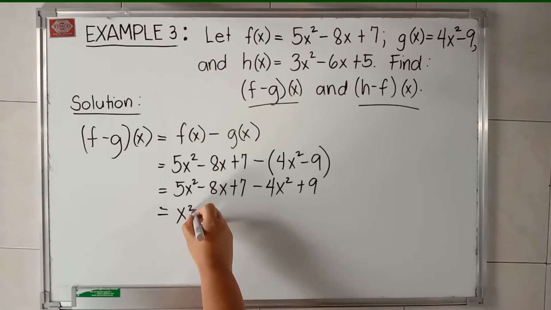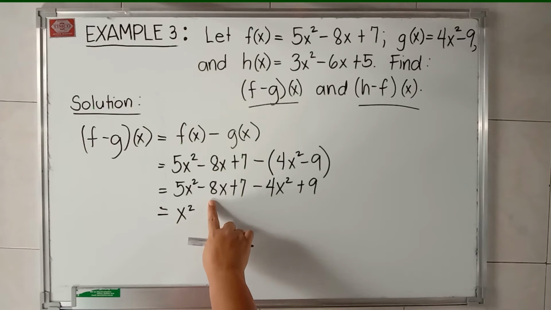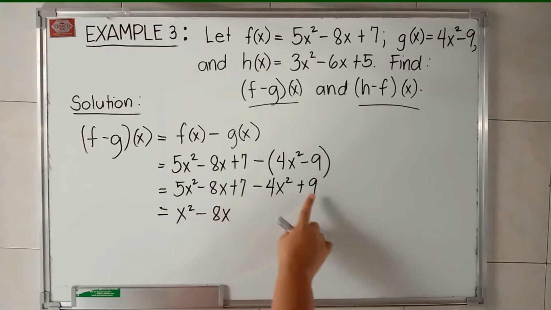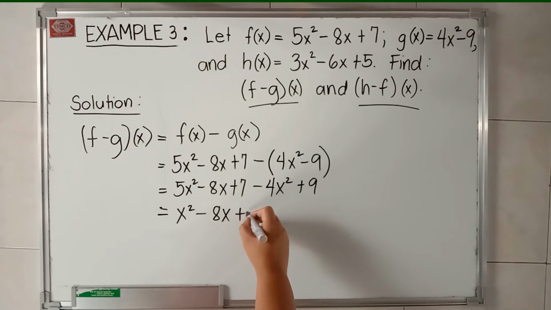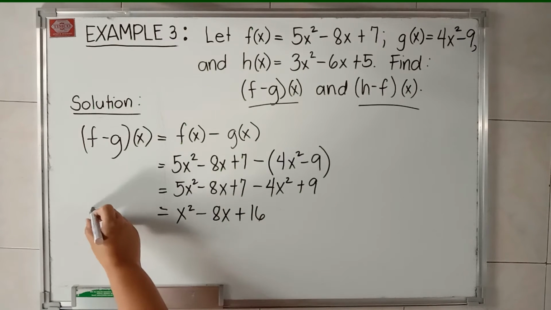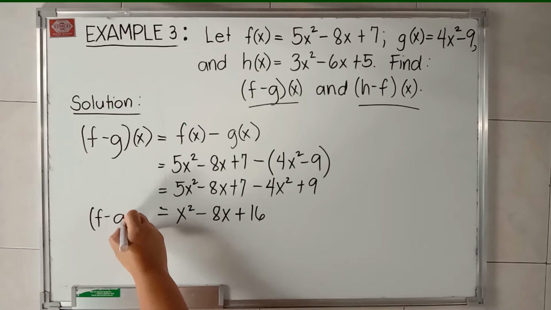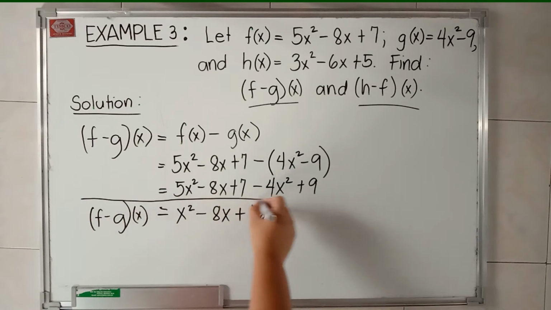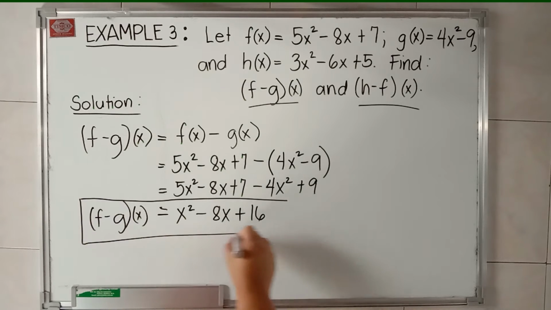So, adding like terms, we have 5x squared minus 4x squared is x squared. Then minus 8x has no like term, so just write it, and 7 plus 9 is 16. And our answer for f minus g of x is x squared minus 8x plus 16.